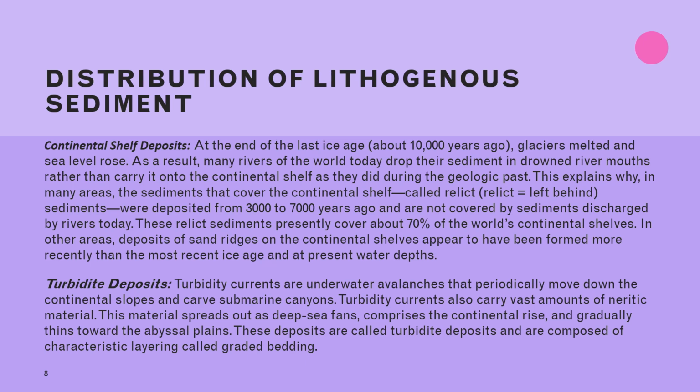Okay. Now, turbidite deposits. Turbidity currents, as we have seen in previous lectures as well, are underwater avalanches that periodically move down the continental slopes and carve submarine canyons. Turbidity currents also carry vast amounts of neritic material. This material spreads out as deep sea fans, comprises the continental rise, and gradually thins towards the abyssal plains. These deposits are called turbidite deposits and are composed of characteristic layering called graded bedding.